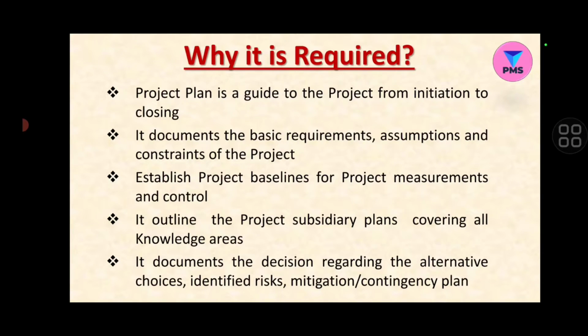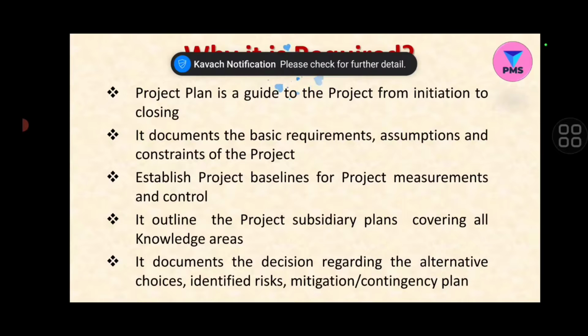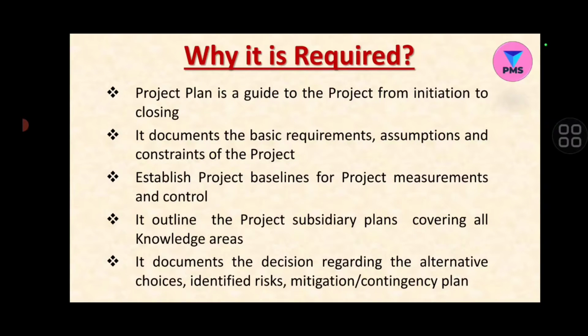It outlines the project subsidiary plans covering all knowledge areas. There are 10 knowledge areas, so you have subsidiary plans for these: basically how to communicate, how to do risk management, how to do procurement, and so on. And it also documents the decisions regarding alternative choices, identified risks, and their mitigation and contingency plans to cover up for those risks. So what comes out here is that the project management plan is such a document which is so essential for the project.